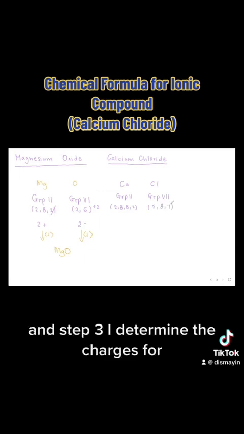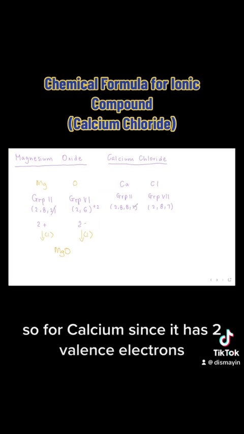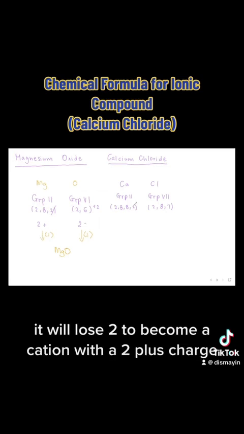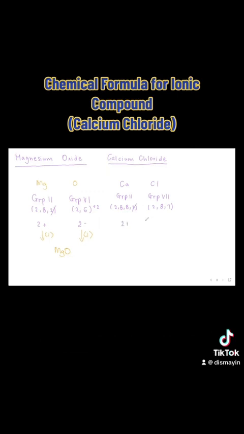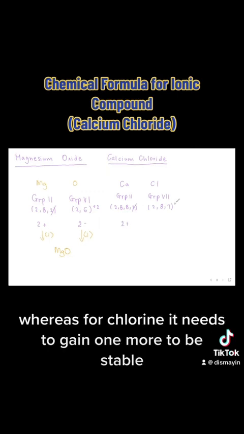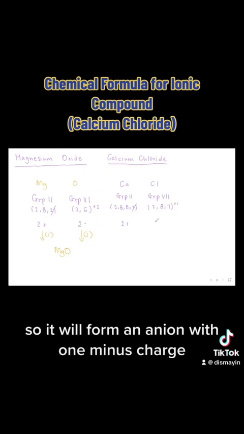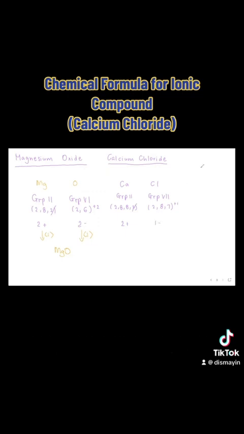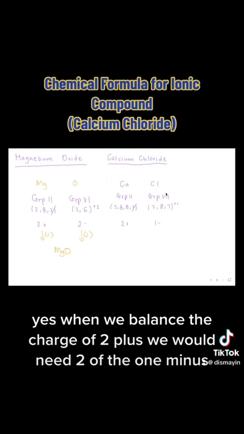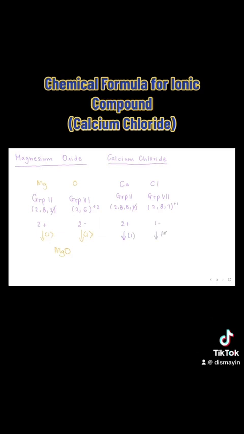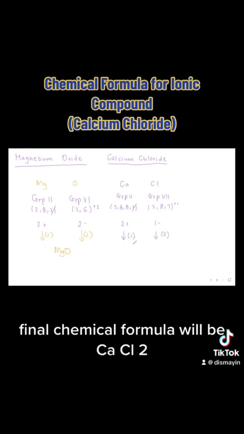And step 3, I determine the charges formed. So for calcium, since it has 2 valence electrons, it will lose 2 to become a cation with a 2+ charge. Whereas for chlorine, it needs to gain 1 more to be stable. So it will form an anion with a 1- charge. And when we balance the charge of 2+, we will need 2 of the 1-. That's right. The final chemical formula would be CaCl2.